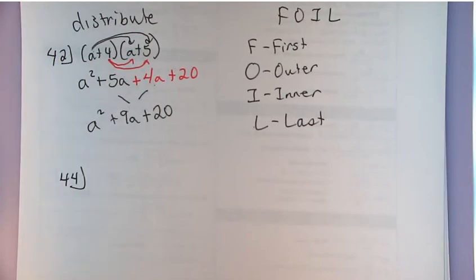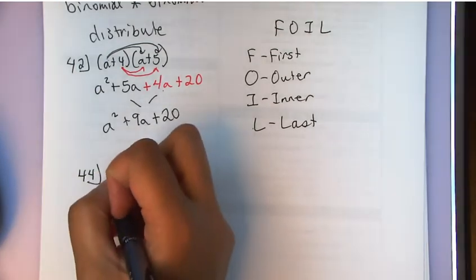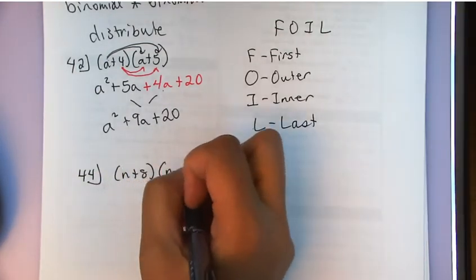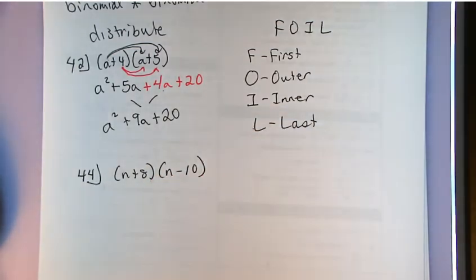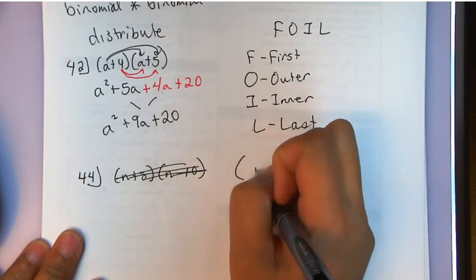So I'm going to zoom out a little bit so we can actually get a little bit more sight on the paper. Let's take n plus 8 times n minus 10. So, actually, I'm going to do it a little bit bigger so that way we can really see it. I really want to introduce you to my math boyfriend.